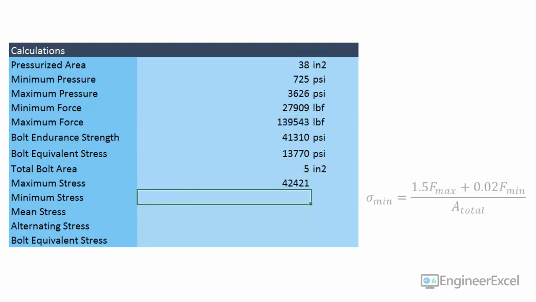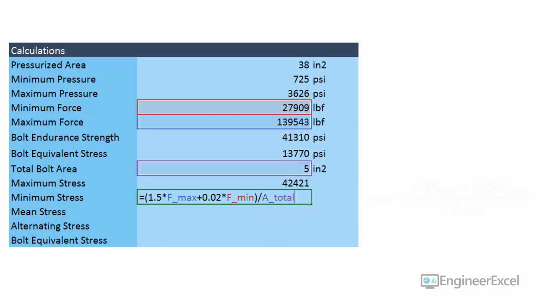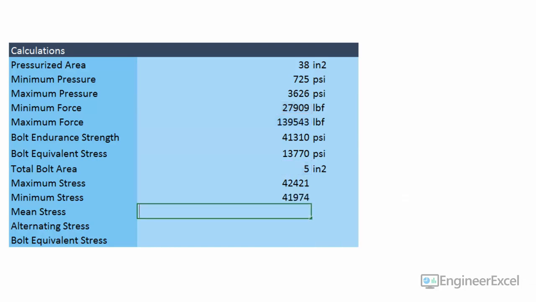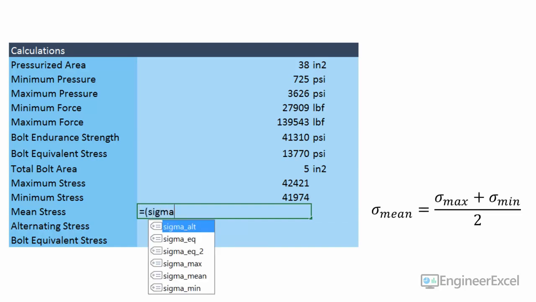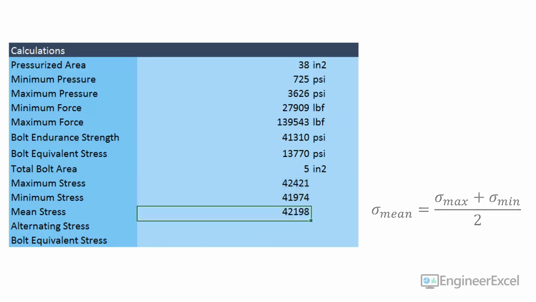Next, we can go ahead and calculate the minimum stress. That equation is very similar. It's going to be 1.5 times F max plus 0.02 for 2% times the minimum force. Again, divided by the total area. Now the mean stress is then calculated as sigma underscore max plus sigma underscore min divided by 2.